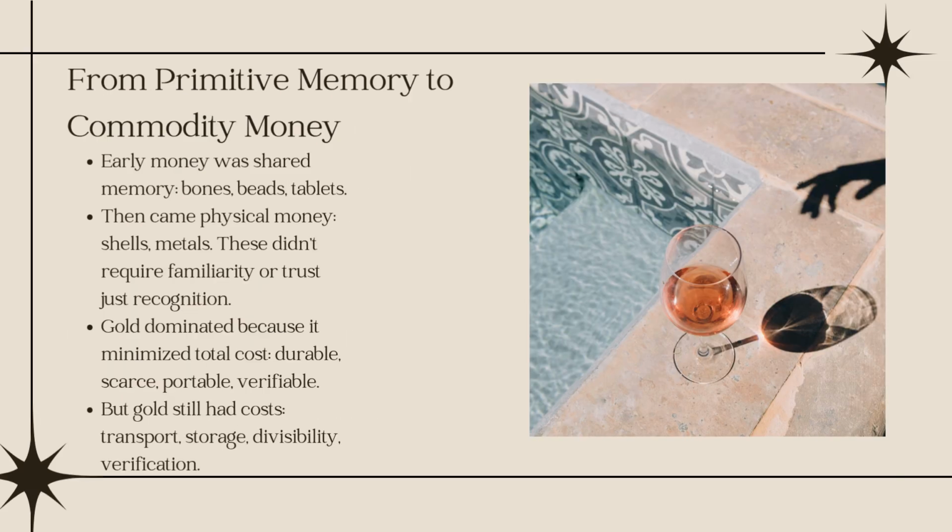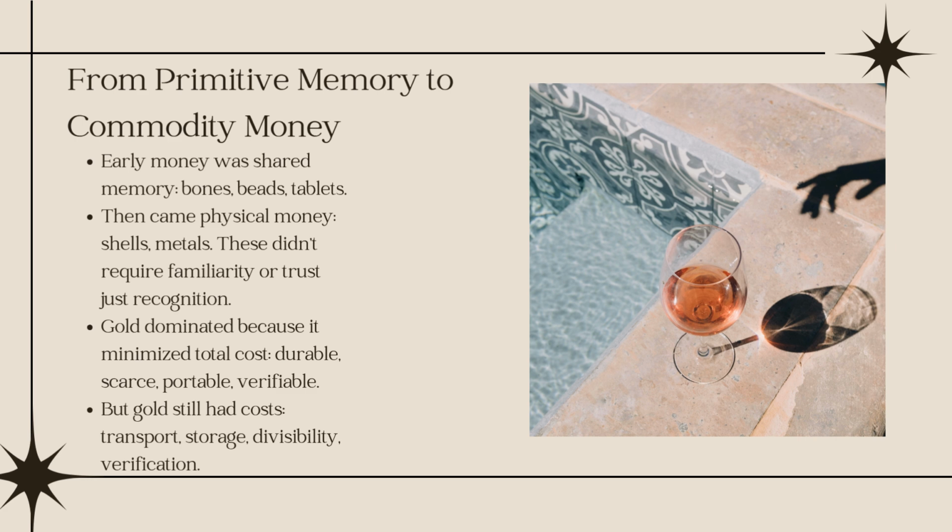So let's go through the history just really quickly, from primitive memory types of money to commodity money. Now I didn't mention barter, but we'll go through this really quickly. So early money was shared memory: bones, beads, and tablets. These are more of credit systems that local societies used to facilitate trade, but that wasn't transportable across borders, right? Those same types of money would not be recognizable in another part of the world, right? Those were more local community type monies.